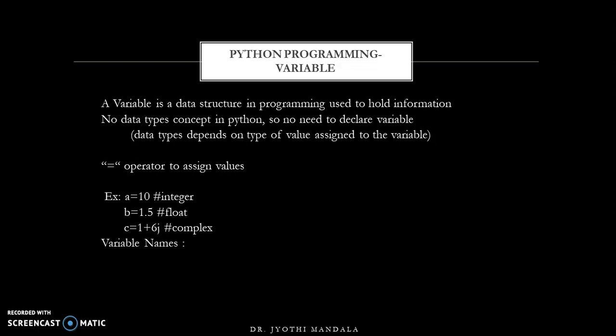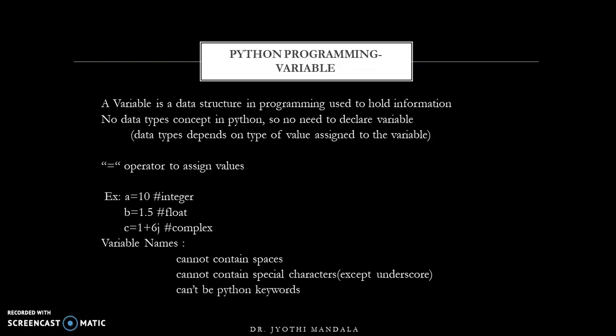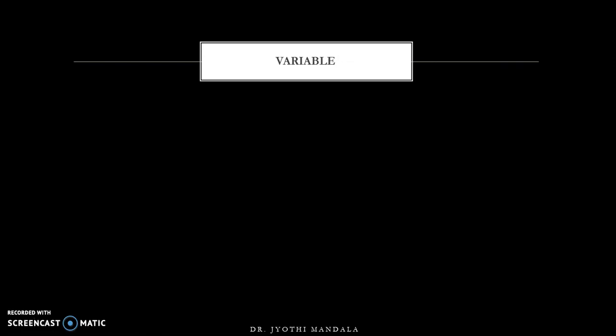Now, whenever you are giving any variable name, there should not be any spaces in your variable names, and it should not contain a special character except underscore. Only underscore is allowed. A variable name is a combination of alphanumerics, but there should not be any space, and you can use underscore, and it cannot be a Python keyword. Same as variables, the identifier rules are also the same.